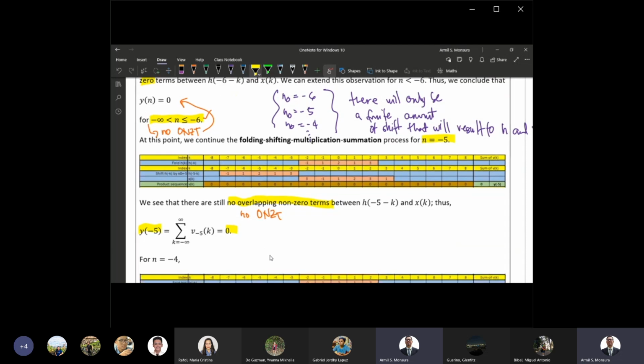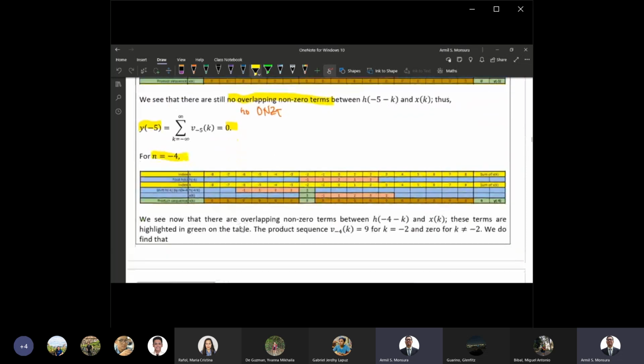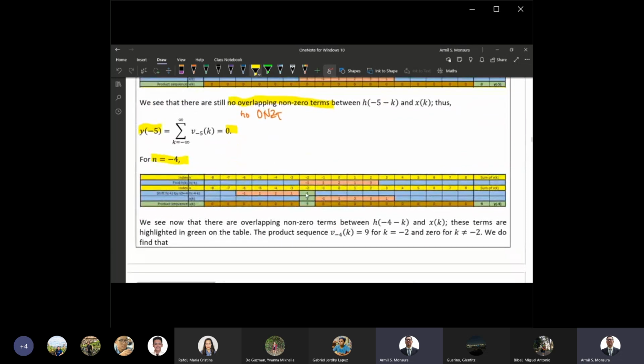Okay? Now, for n equals 4, ito yung scenario. Makakakita tayo ng first overlapping non-zero terms natin. Wherein yung sample na 3 ni h at saka yung sample na 3 ni x, magtatagpo sila.